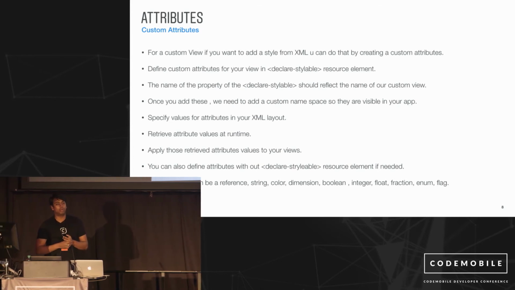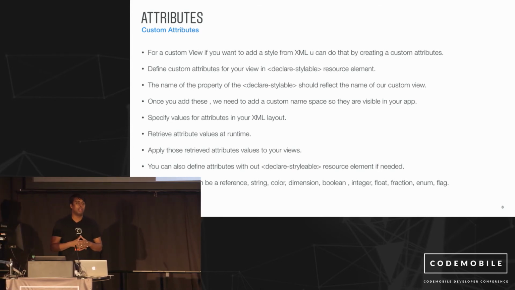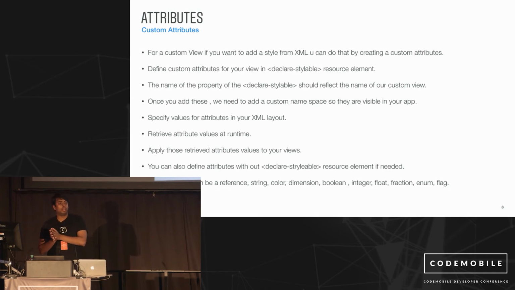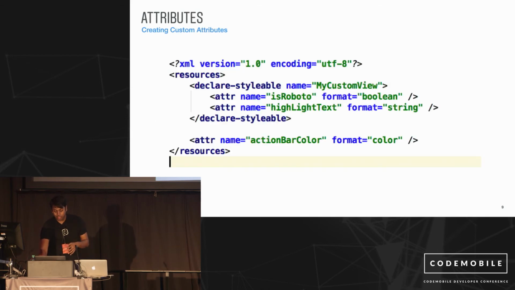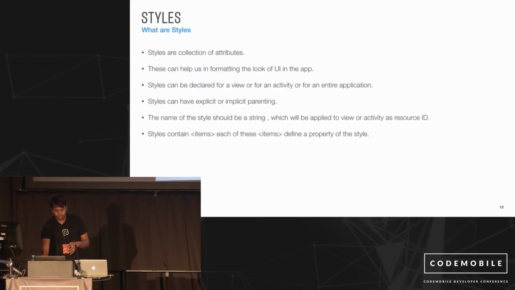You can have float, boolean, integers, strings, colors, and dimensions. So there are different kinds of things you can do. And the other advantage of this is that you can retrieve these attributes even during runtime. That's more of an advantage which you can have. Cool.